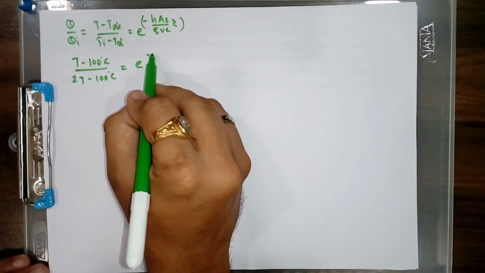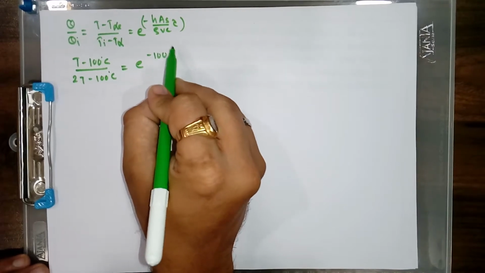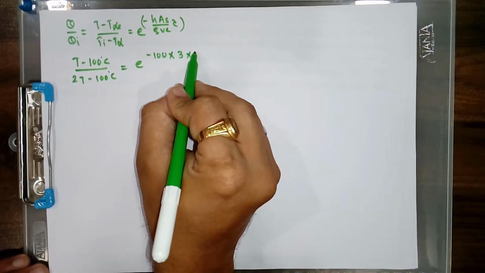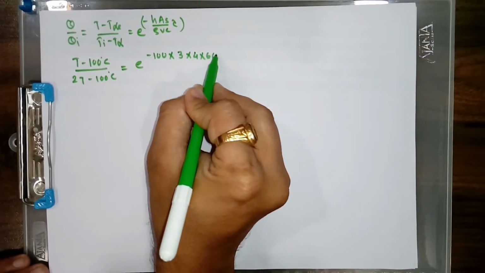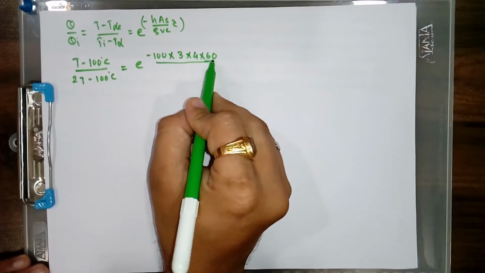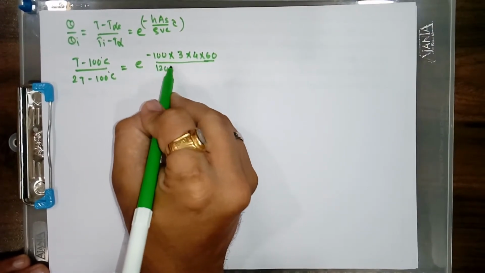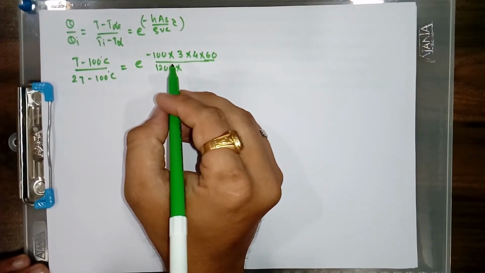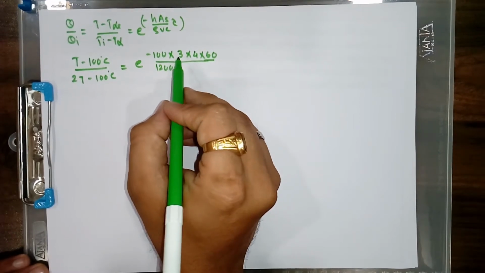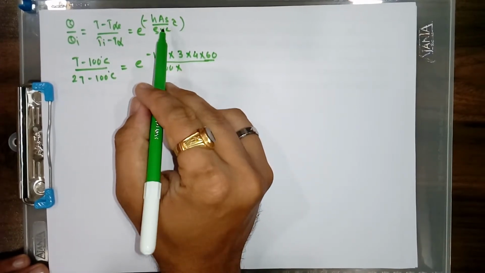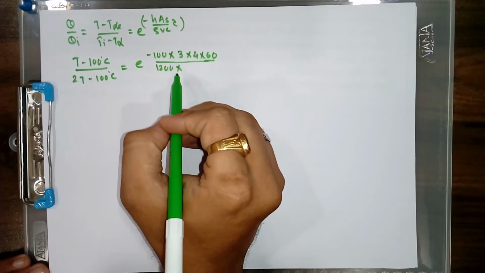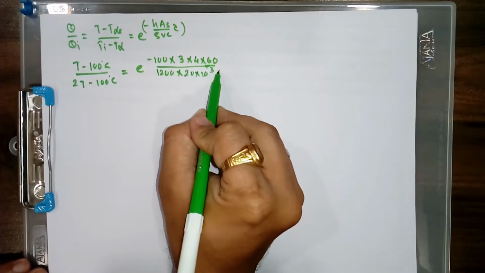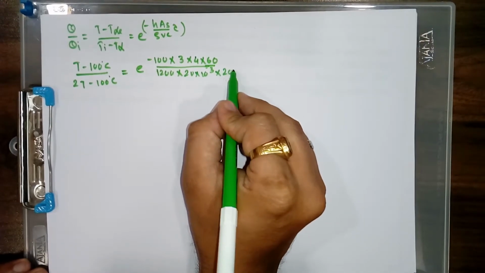So H having a value of 100 into the AS upon V, so it becomes 3 by R, and the time is given, that is 4 minutes into 60 seconds, divided by rho, that is 1200. Then volume, it means L by LC equals V by AS, so it becomes R by 3. So here it is AS by V, so we need to put R by 3. So the radius is 20 into 10 to the power minus 3 into specific heat capacity, that is 2000.